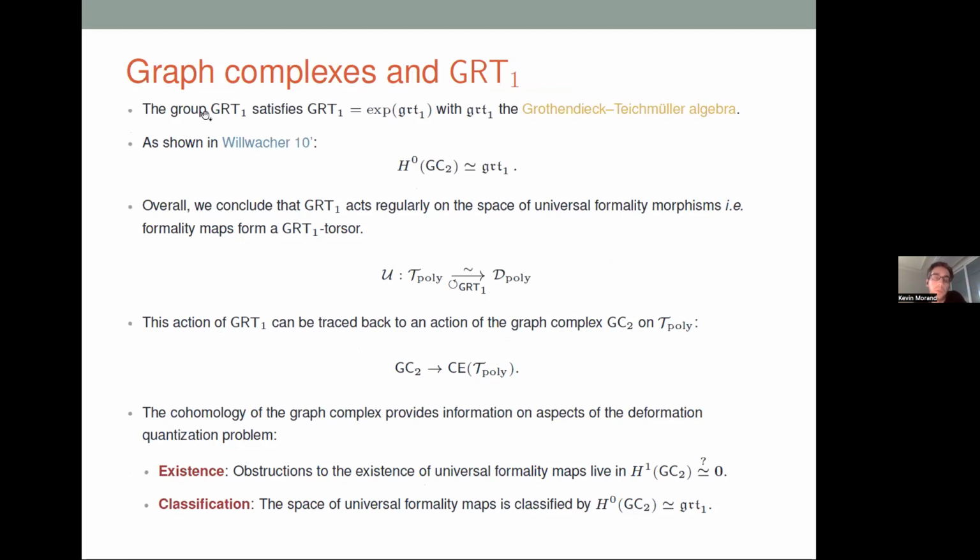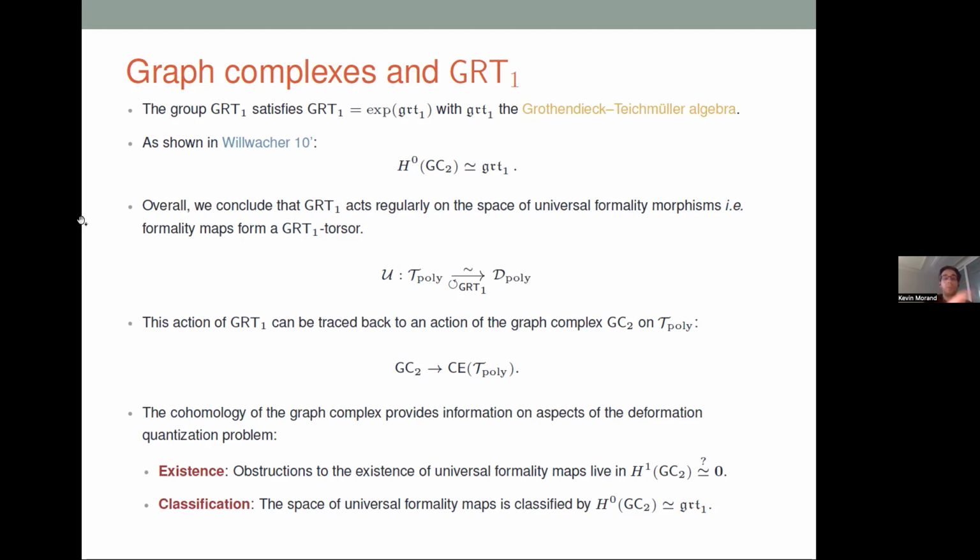In fact, this particular group is simply the exponentiation of some graded algebra, the quantitative mirror algebra, which is infinite dimensional. And it was shown by Willwacher in 2010 that the graph complex cohomology which is relevant for us is in fact isomorphic to this quantitative mirror algebra. So this is a very deep statement due to Willwacher.